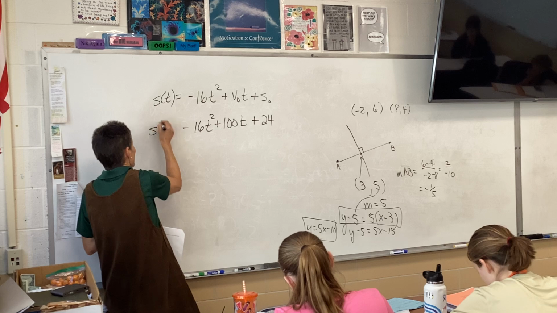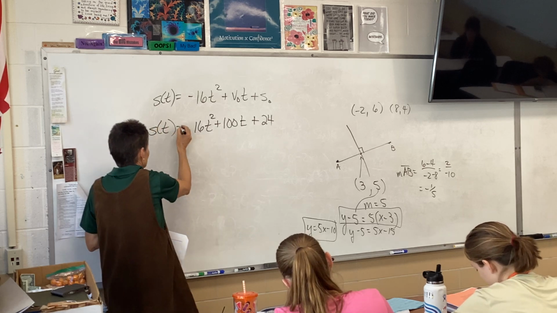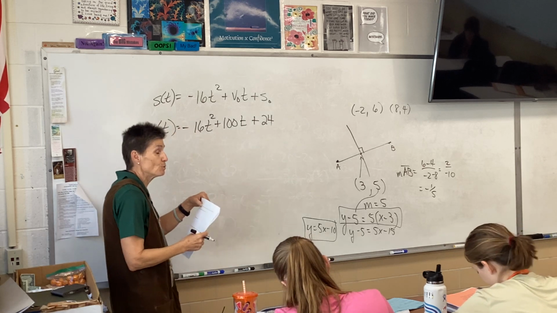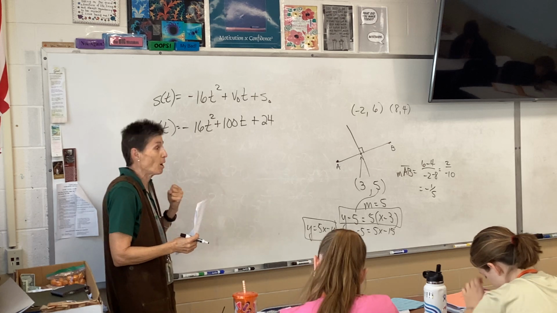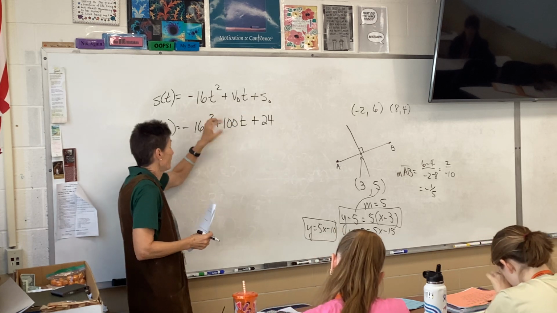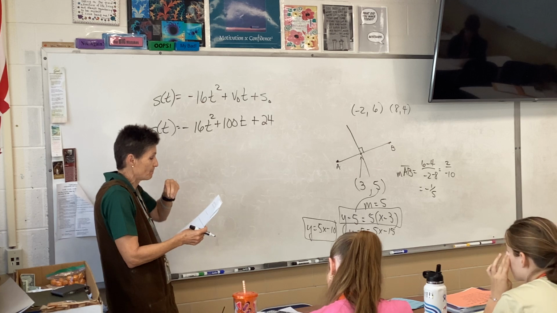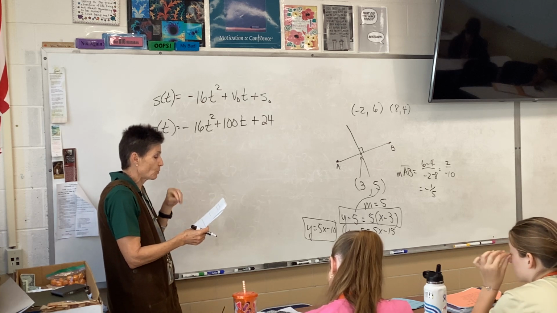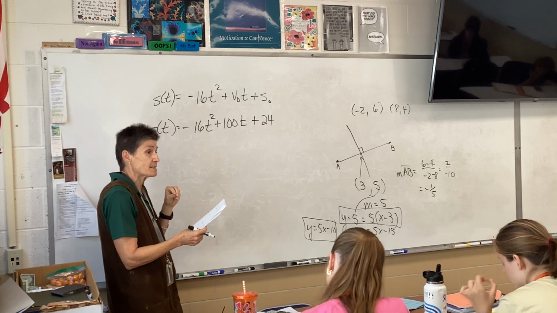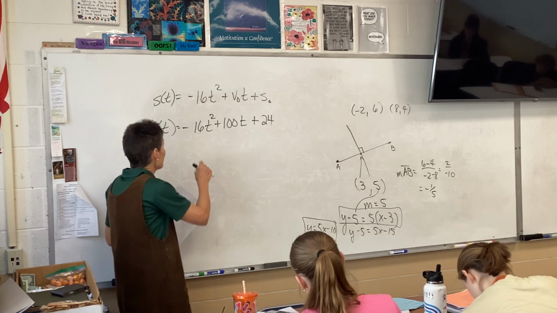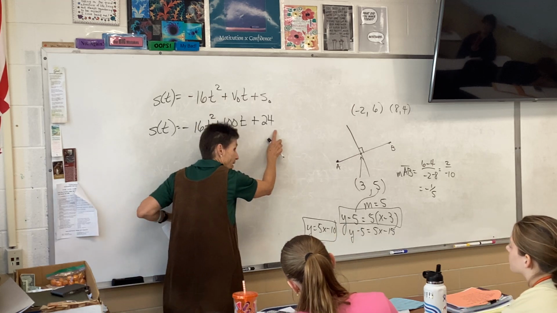So this is your equation that you're gonna use for this particular problem. That's your general formula. This is for this specific problem. When will the height above the ground be at least 50 feet? Now remember, this is the height above the ground.